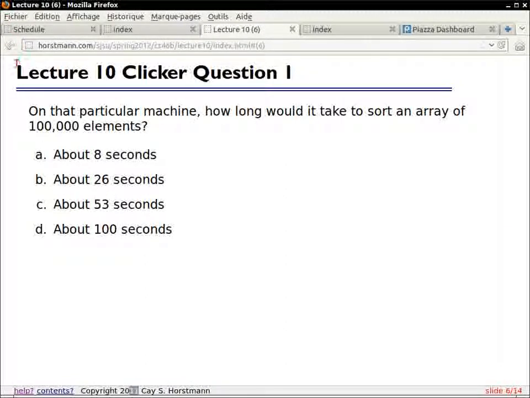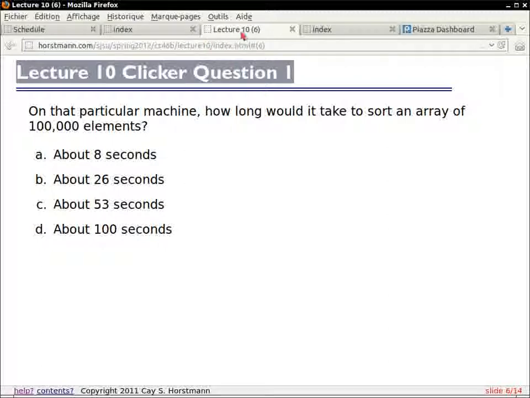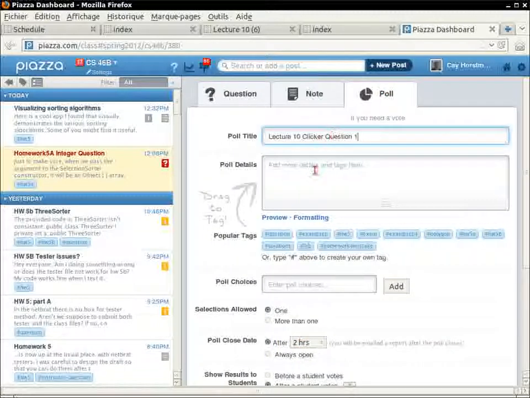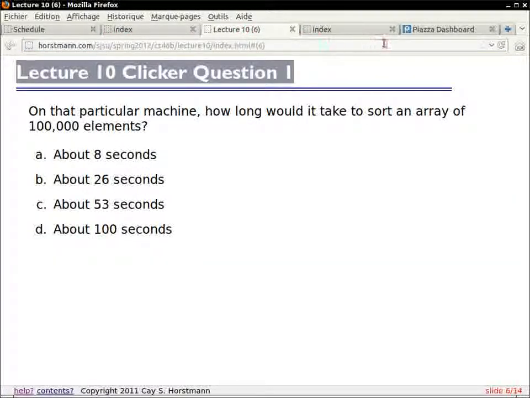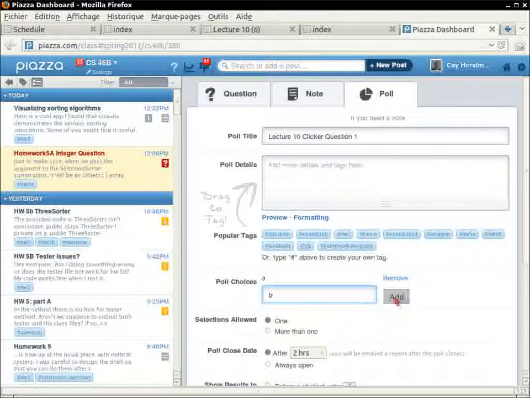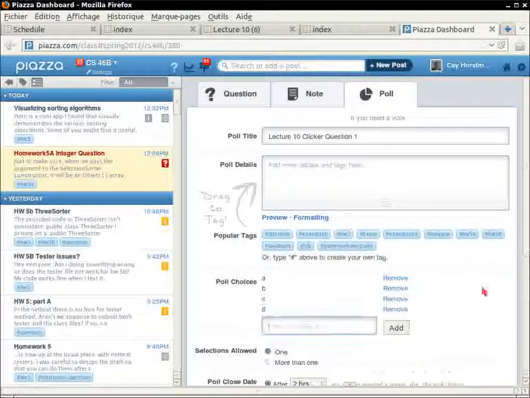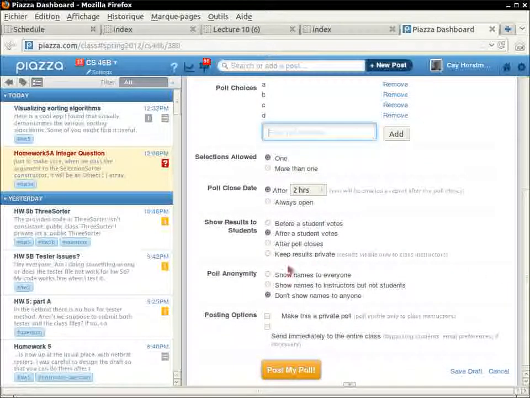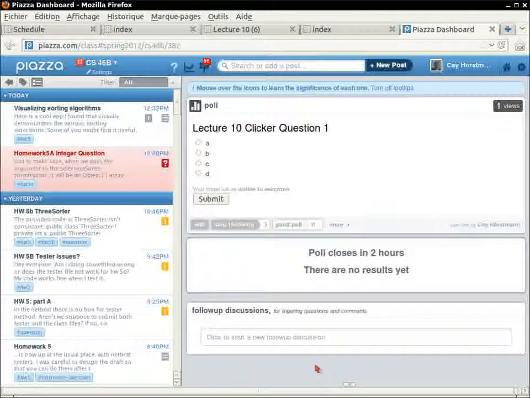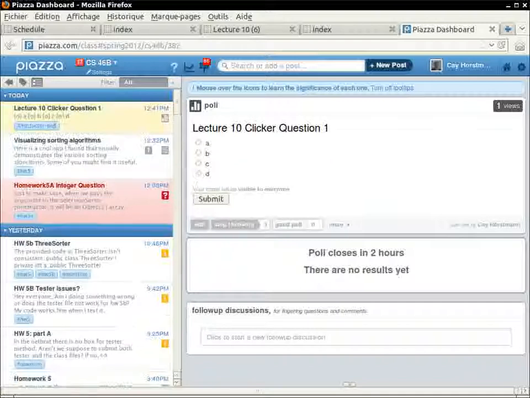So let's see that you can do the math. I'll put this in Piazza. How did I label my options? A, B, C, D, okay. Question?